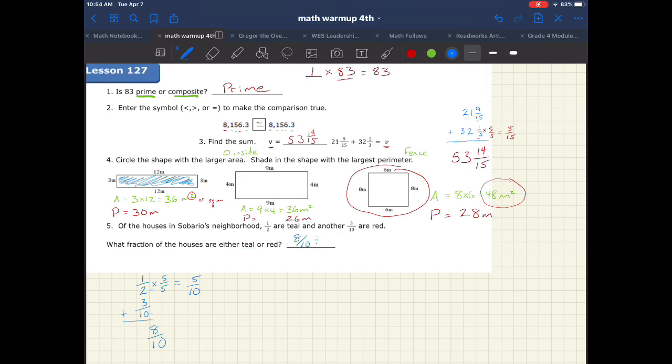You could make a simpler equivalent fraction by dividing here. You could also say that 4/5 of them are teal or red.